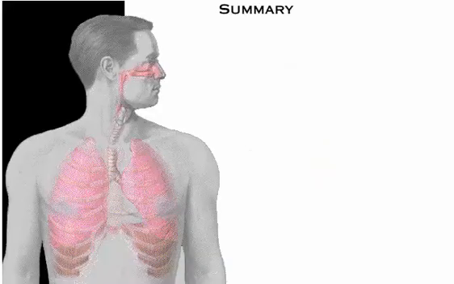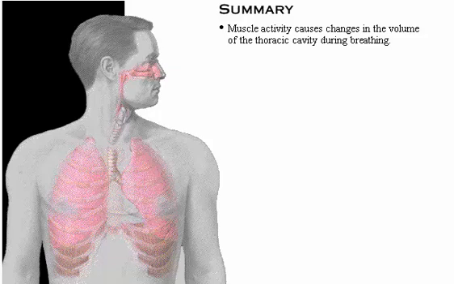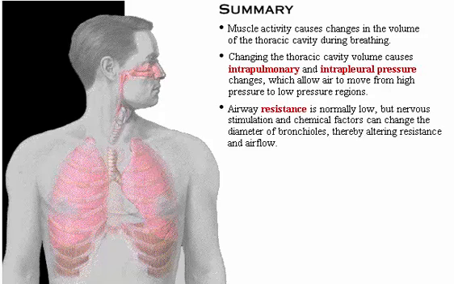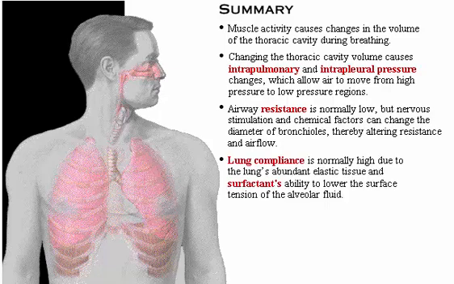Here's a summary of what we've covered. Muscle activity causes changes in the volume of the thoracic cavity during breathing. Changing the thoracic cavity volume causes intrapulmonary and intrapleural pressure changes, which allow air to move from high pressure to low pressure regions. Airway resistance is normally low, but nervous stimulation and chemical factors can change the diameter of bronchioles, thereby altering resistance and airflow. Lung compliance is normally high due to the lungs' abundant elastic tissue and surfactant's ability to lower the surface tension of the alveolar fluid.